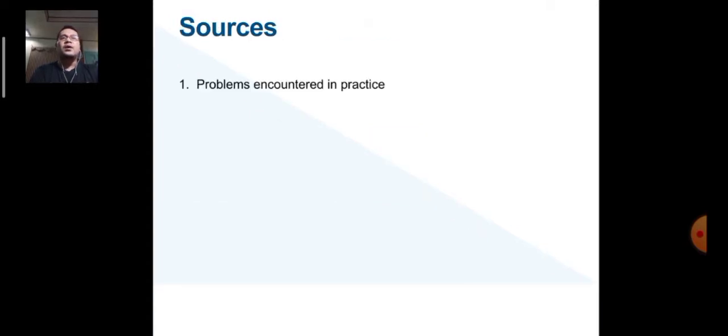Okay, what are some sources of problems that you can get? Where do you get them? So one is problems encountered in practice. You also have needs analysis. When you talk about needs analysis, it talks about research that maybe needs some tools when you do a process. For example, this is just an example.